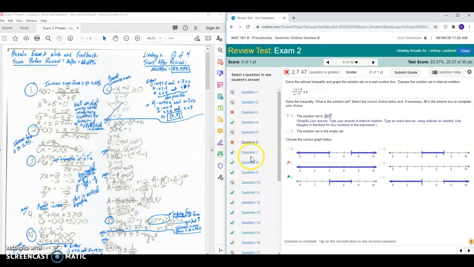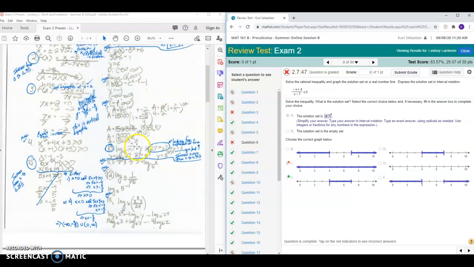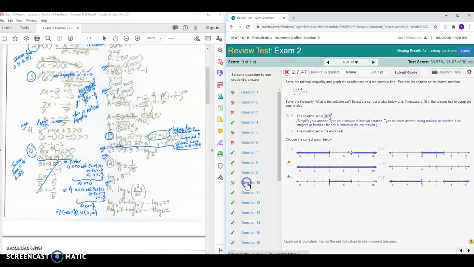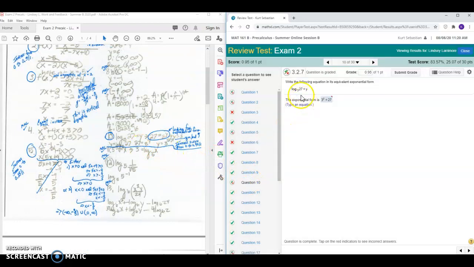Okay, so 7, 8, and 9 you had correct on your own through MyMathLab. Question 10: log base 3 of 27 equals y. So you have it correct here.